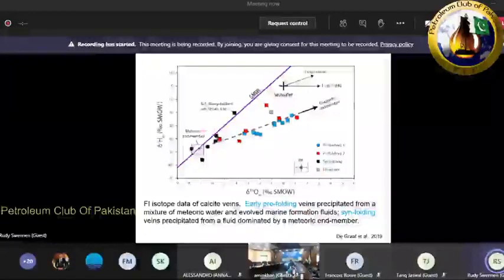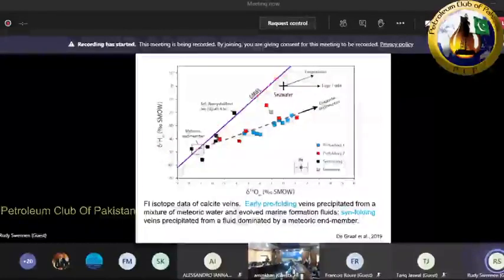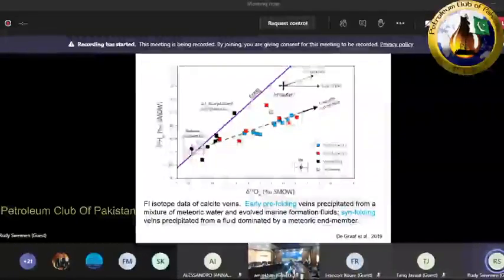And you can see the synfolding veins, they plot in this plot of the water composition, oxygen composition with respect to hydrogen. We have the global meteoric water line. So we can see that the synfolding veins are more meteoric, while the pre-folding, they show a mixing of an end member which is meteoric and something which is going towards an evaporite end member. And this helps us to reconstruct then the types of water involved and the mixing of these types of waters.